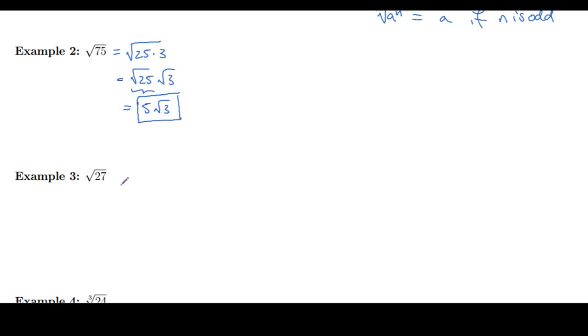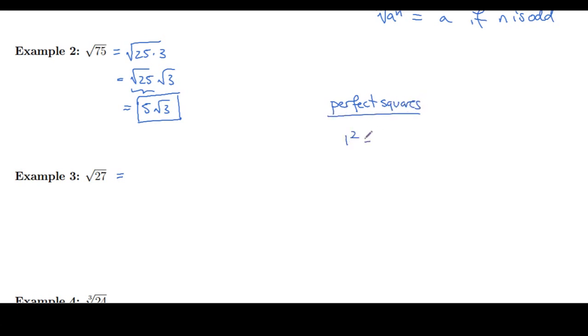What about 27? Now 27 is actually a perfect cube because 3 cubed is 27, but it's not a perfect square. There isn't a whole number whose square is 27. But we can factor this, right? Can you think of a factor of 27 that is a perfect square? So what are some perfect squares?